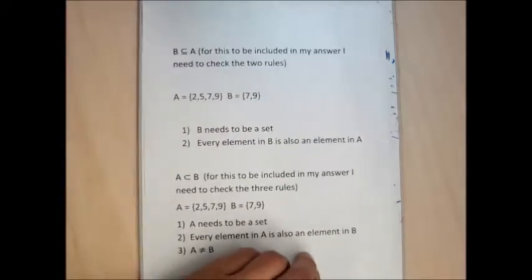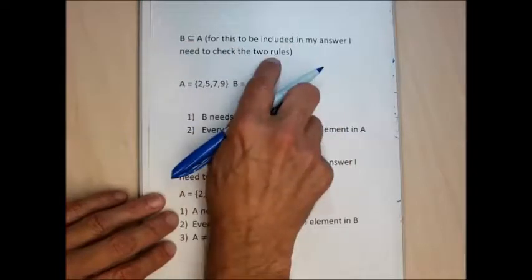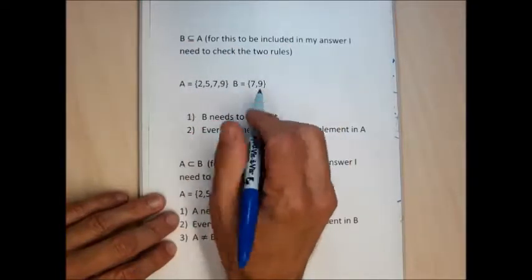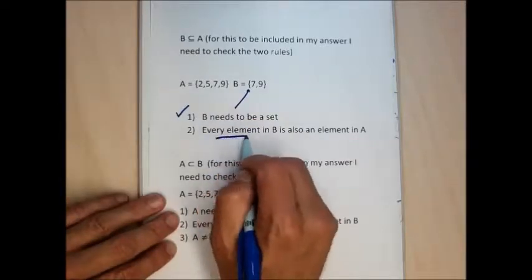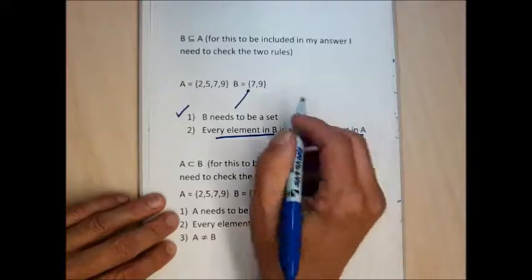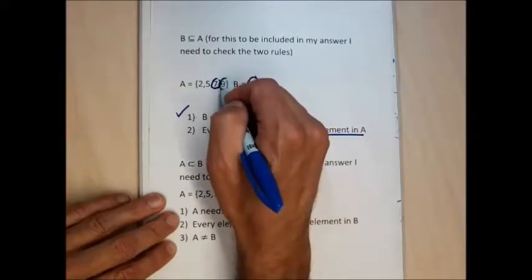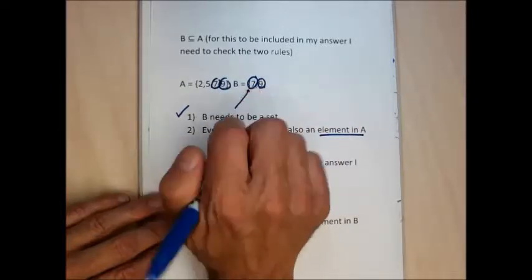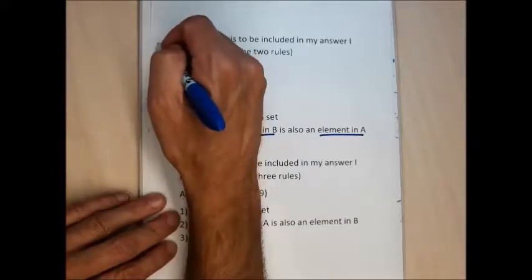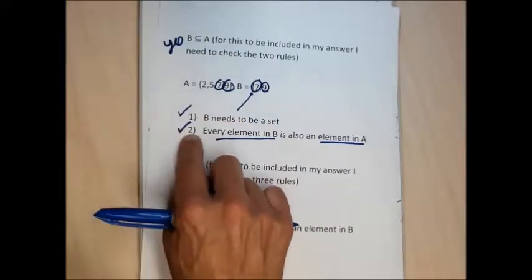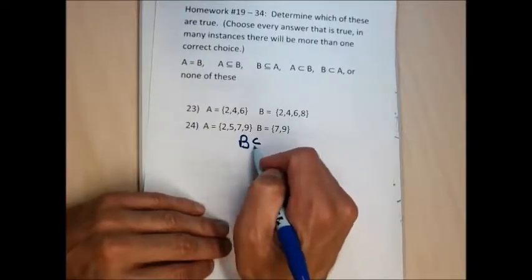Next symbol, I'm going to check to see if B is a subset of A. For B to be a subset of A, I need to check 2 rules. First rule, B needs to be a set. Because it's in set braces, it's a set. The second rule, the 2 elements in B have to be elements of A. Well, 7 is in B, it's in A. 9 is in B, it's in A. Every element, or the 2 elements in B, are also in A. So rule 2 has been satisfied. There isn't a rule 3 I need to worry about. This symbol needs to be in my answer because both the rules have been satisfied. So part of my answer to 24 is going to be B is a subset of A.